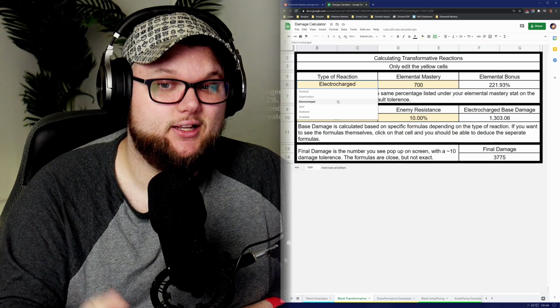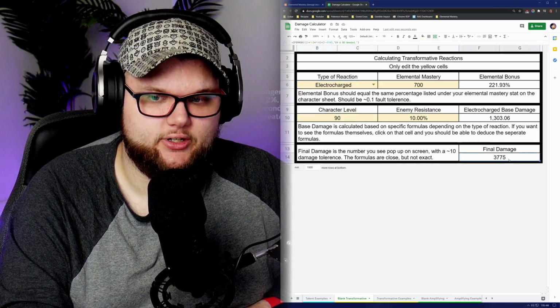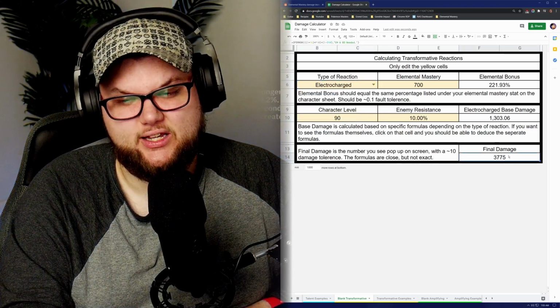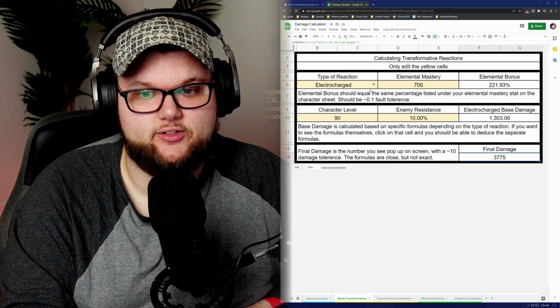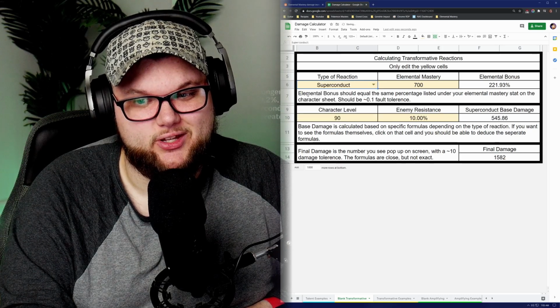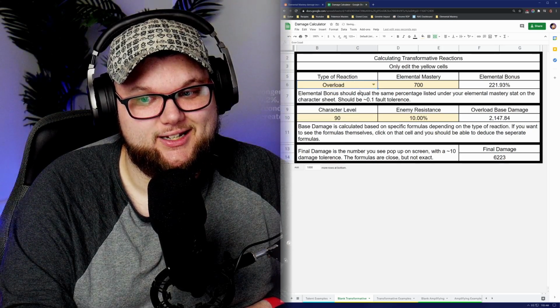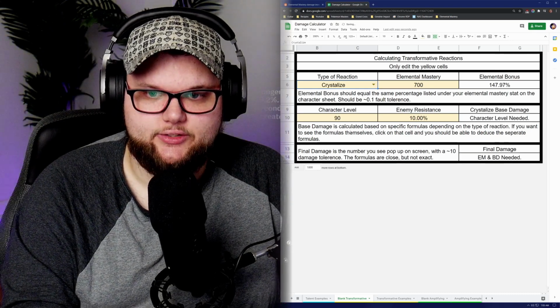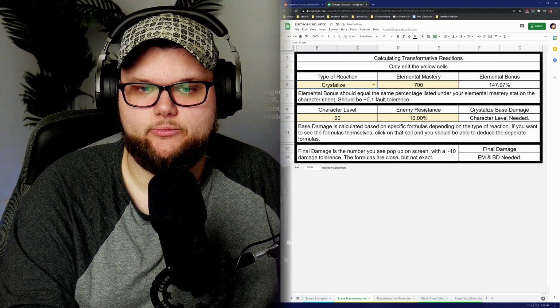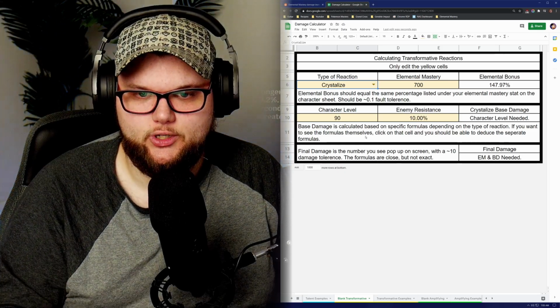So technically electrocharged is going to hit 2 times here, which would end up being 7,550 damage, something like that. So that's still even more than overload, which is pretty nuts. So the only other one that we didn't really talk about is Crystallize. Crystallize is quite unique in terms of what it's actually doing.